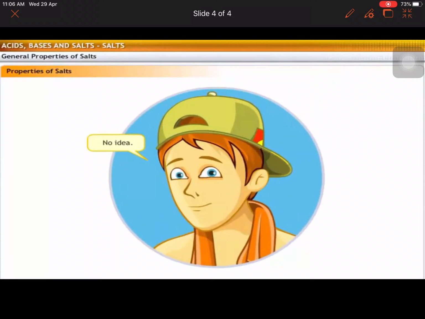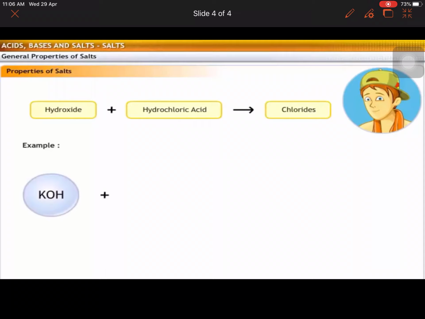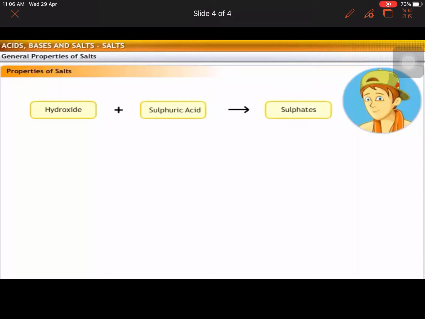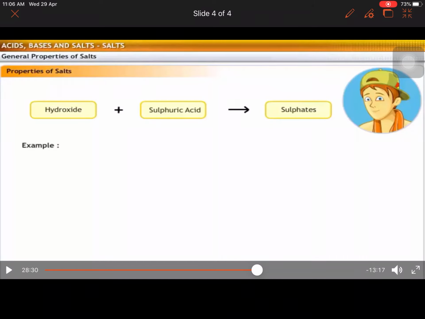Salts formed from any hydroxide and hydrochloric acid are chlorides. For example, potassium hydroxide reacts with hydrochloric acid to form a salt called potassium chloride. Is it clear? Similarly, salts formed from any hydroxide and sulfuric acid are called sulfates. Clear? From the name of the acid, the salt name is taken. From the name of the acid.